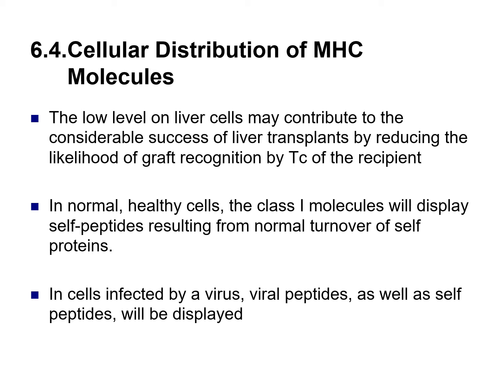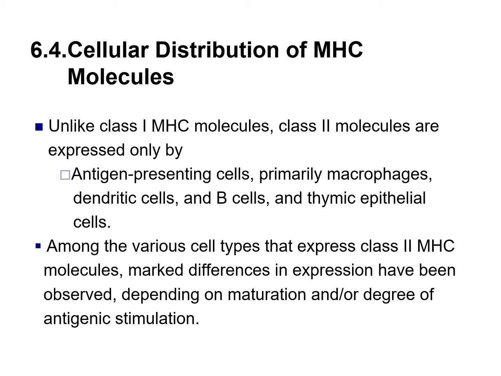In normal healthy cells, these molecules usually display self-peptides. However, if they are infected by a virus, the peptides from the virus will also show up in the molecule. Unlike class 1 molecules, class 2 molecules are only expressed in the antigen-presenting cells. We already mentioned these: the macrophages, dendritic cells, B cells, and this is something new, thymic epithelial cells. So they are the cells that express these molecules. There are some differences in expression, and it also depends on the maturation and degree of antigenic stimulation.